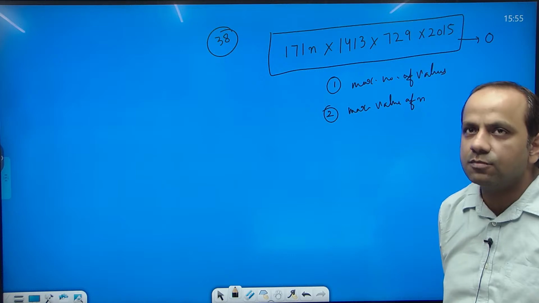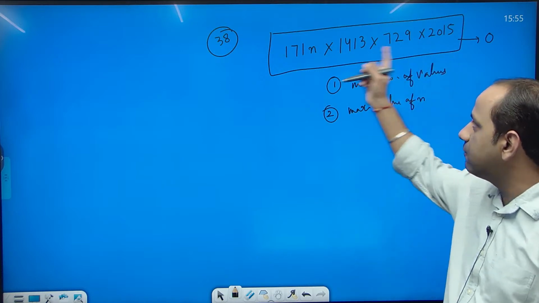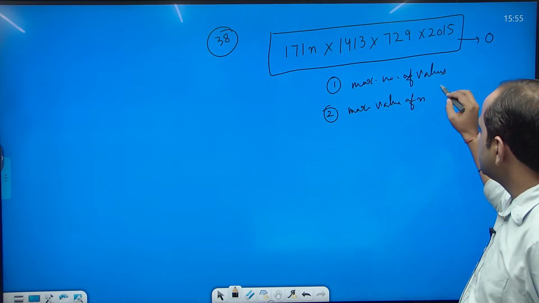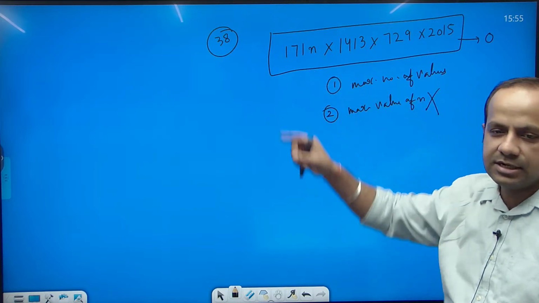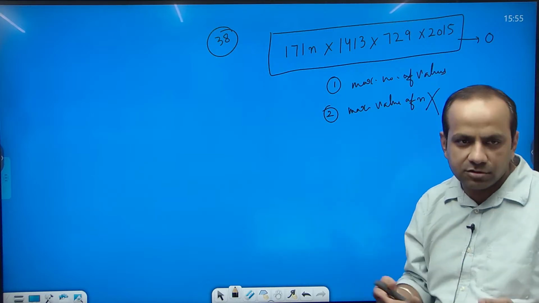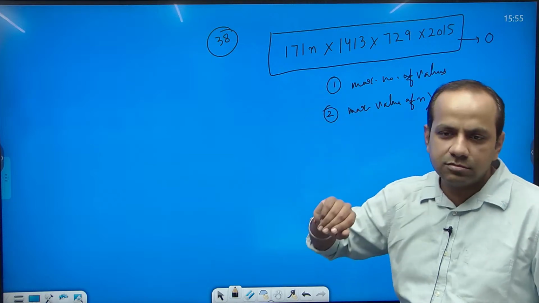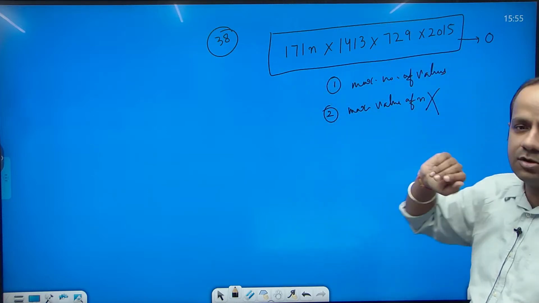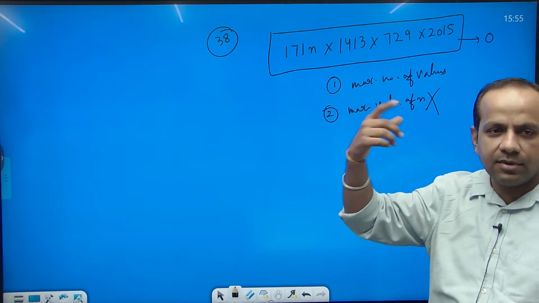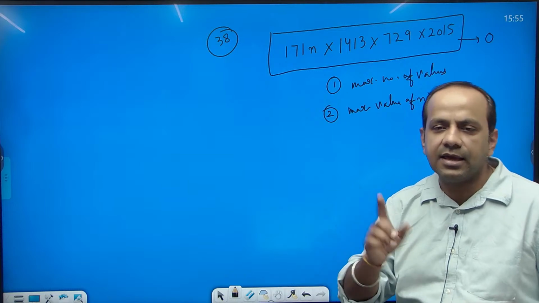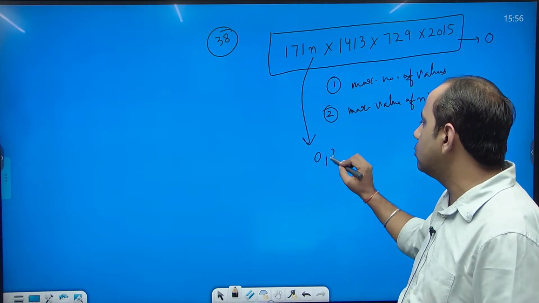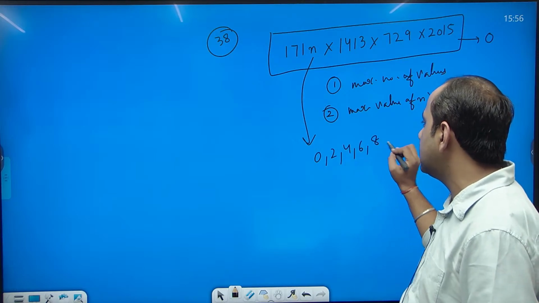So out of these 4 options, if I say what is the maximum value of n from the options, then your answer will be 6. But the question is not this. We are not interested in the maximum value of n. We are interested in what can be the maximum number of values of n. n can be 2, in that case also we are getting 0. n can be 4, n can be 6, n can be 8, and n can be 0.